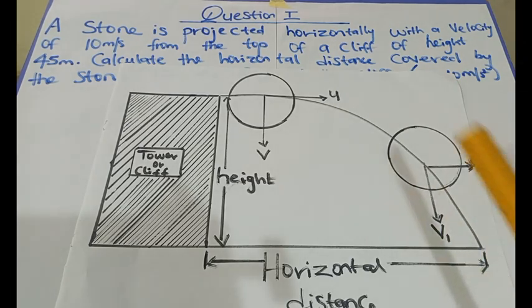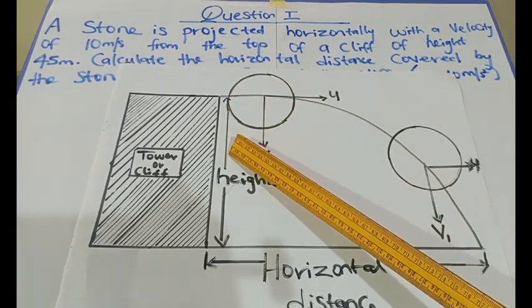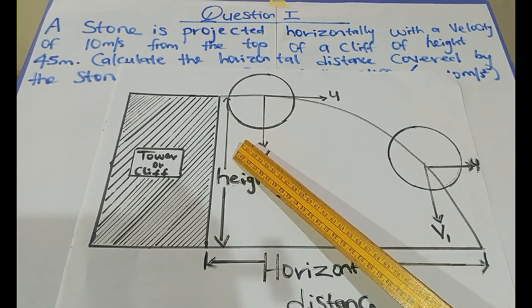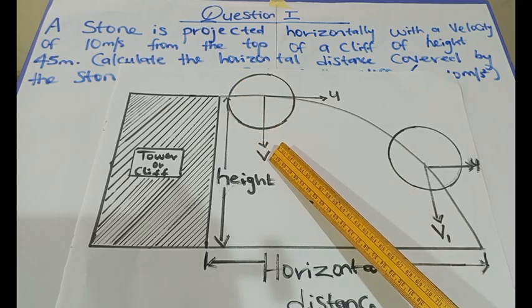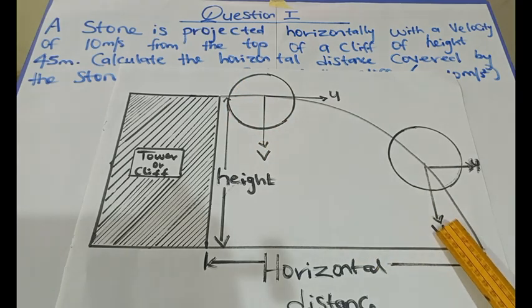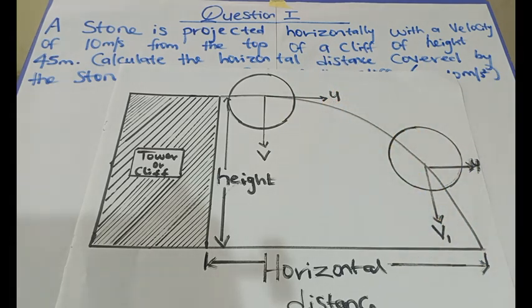The initial vertical velocity, let's say v naught, will be 0, but subsequently it will start changing. We'll have v1, v2, v3 and so on. That's for the vertical velocity, but it is constant for the horizontal velocity. So let's take question number 1.